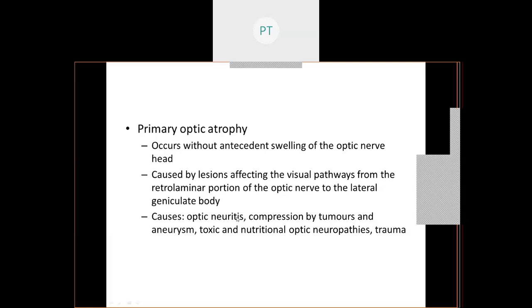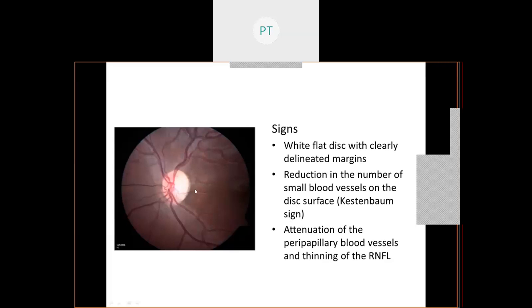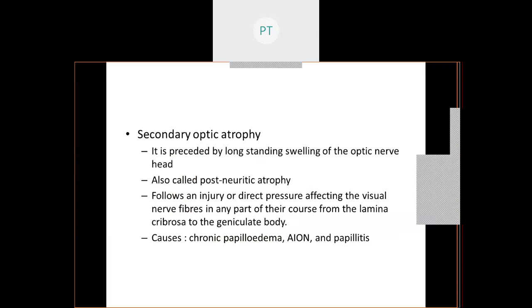And the causes are usually optic neuritis, compression by tumors or aneurysm, toxic and nutritional optic neuropathies, and trauma. So how is it seen? Usually it is observed as a white flat disc with clearly delineated margins. There's reduction of the number of small blood vessels on the disc surface, also known as the Kestenbaum sign. There is attenuation of the peripapillary blood vessels, and thinning of the retinal nerve fiber layer.